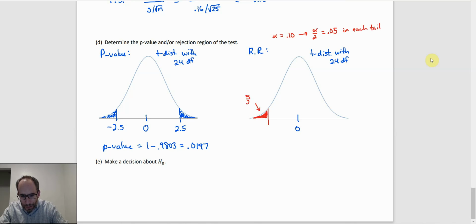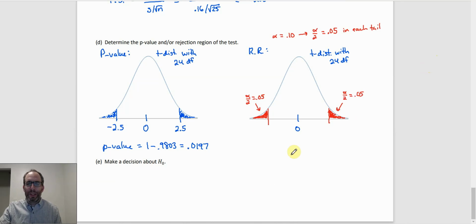So alpha over 2, which is 0.05. And then I need a right tail that's the exact same size. So I'm going to make a right tail over here that also has a 0.05 in it. So alpha over 2, which is 0.05, also in that tail. And so then we just have to figure out what the cutoffs are.